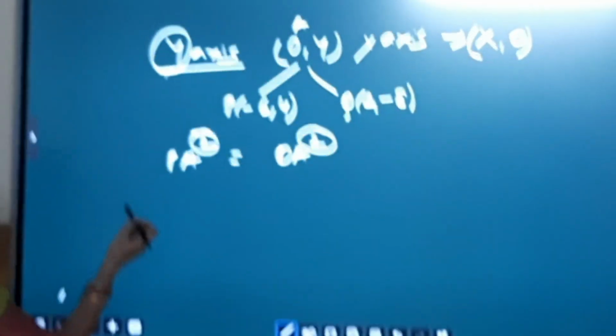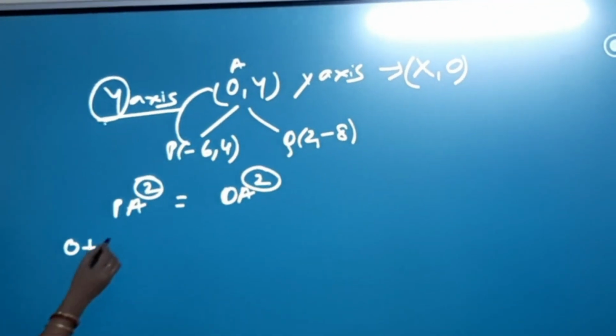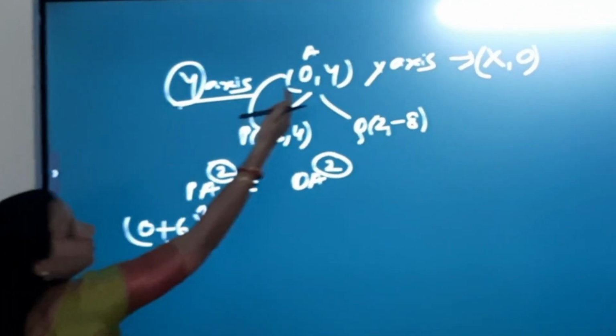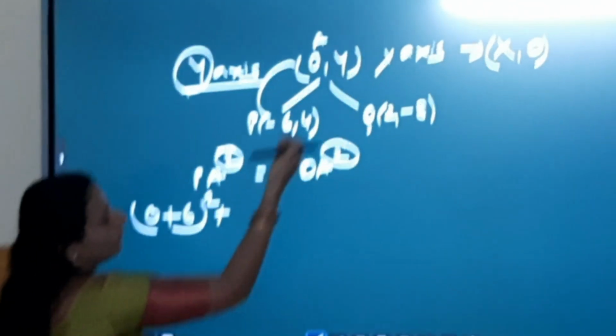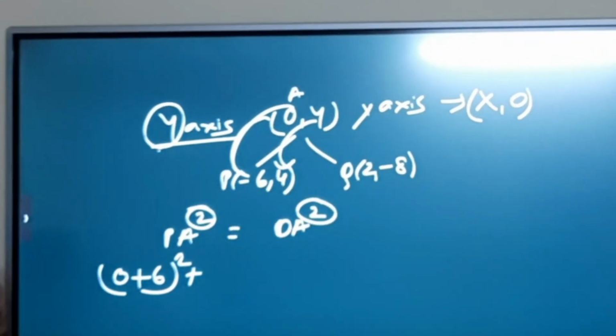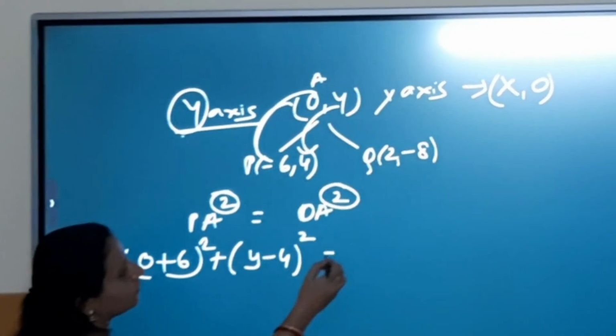Let's start with the formula. So here x1 minus x2, that is 0 minus minus 6, so 0 plus 6, and in the same way y minus 4. First we take the first coordinates, then we take the second coordinates. Second is (y minus 4) square.